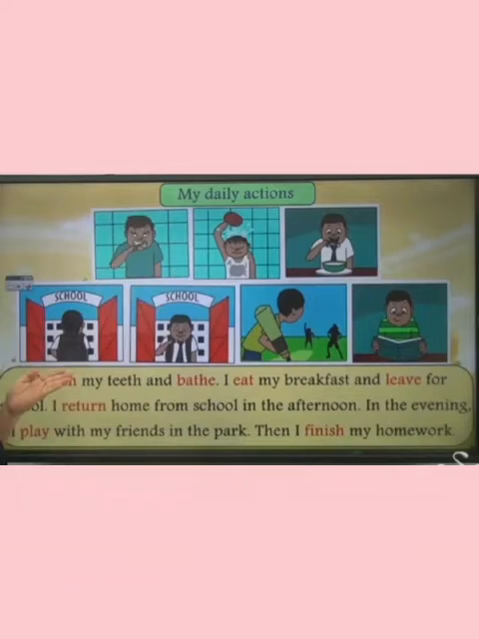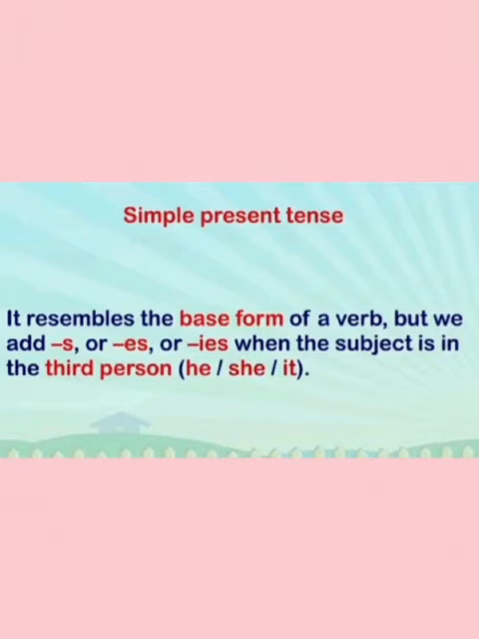Daily actions like I brush my teeth and bathe, I eat my breakfast and leave for school, I return home, I play with my friends, then I finish my homework. So here, brush, bathe, eat, play, finish, all these verbs are in simple present tense. Now, we use S, ES or IES when the subject is in third person, that is he, she or it.